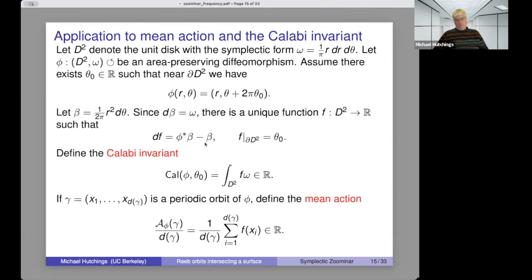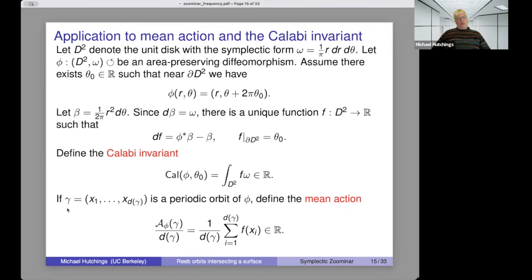On the 2 disk, every closed one form is exact. So it's d of some function f, which is defined up to adding a constant. And I choose that constant to make the restriction of f on the boundary equal to theta 0. And then the Calabi invariant of the pair phi, theta 0 is defined to be the integral over D2 of f with respect to omega. So you could think of it as the average value of f on the disk. This is a homomorphism from the universal cover of the group of area preserving diffeomorphisms to the real numbers.